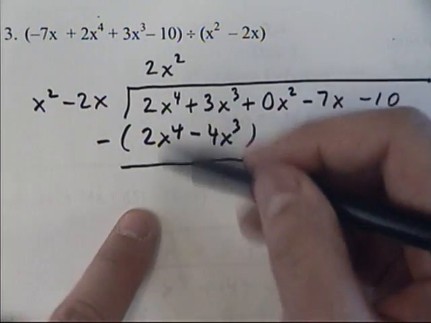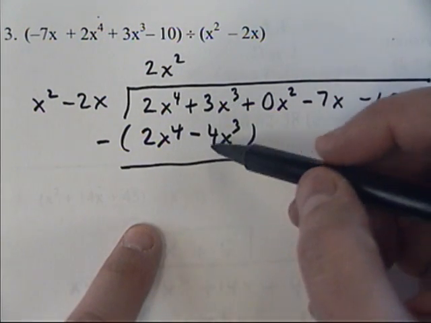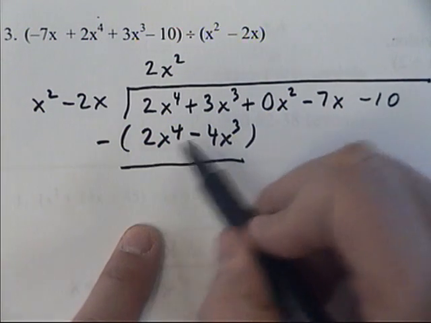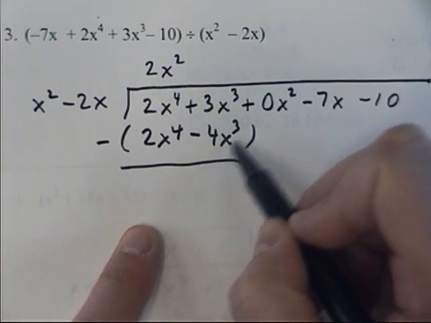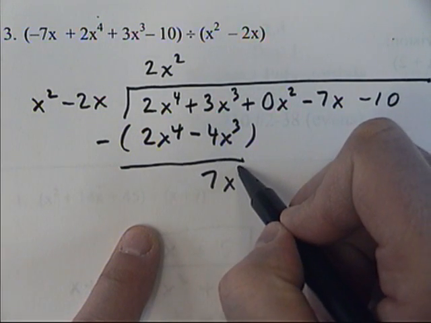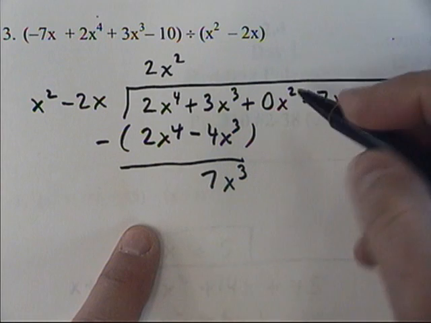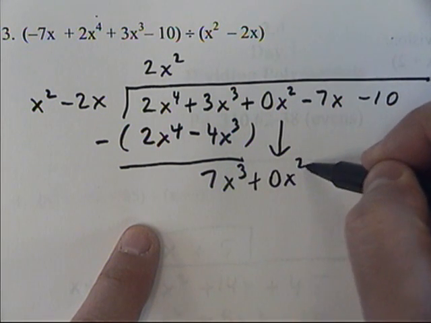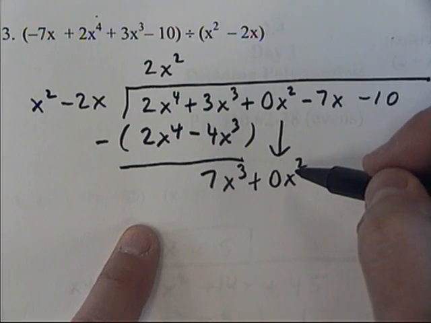Now when we subtract, the first column cancels. However, the second column, be careful, we're taking 3x to the 3rd minus a negative 4x to the 3rd, which is basically the same as adding a positive 4, which gives us 7x to the 3rd. We bring down our 0x squared, and we start again.